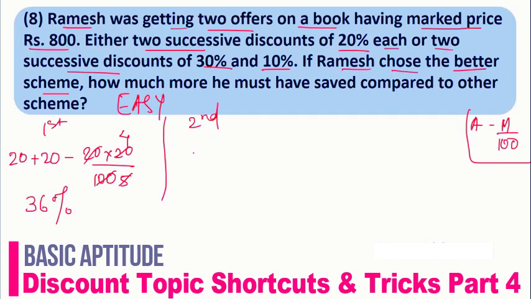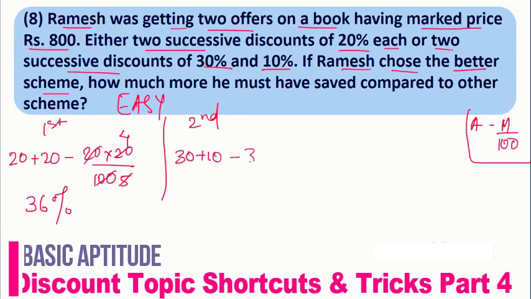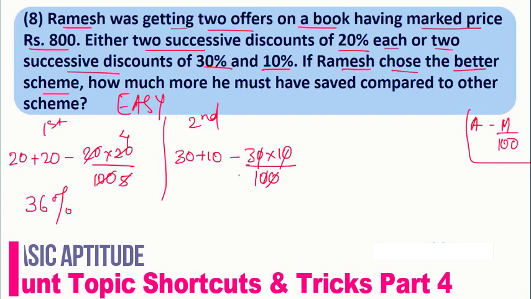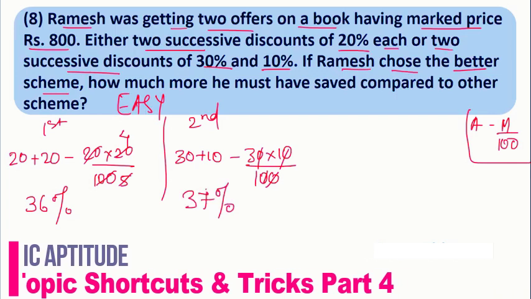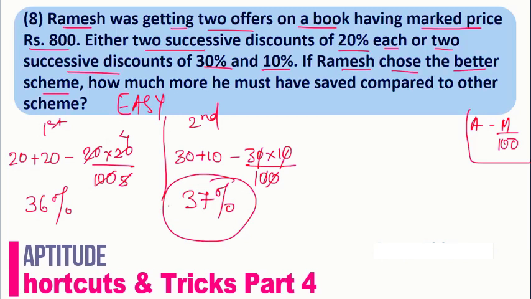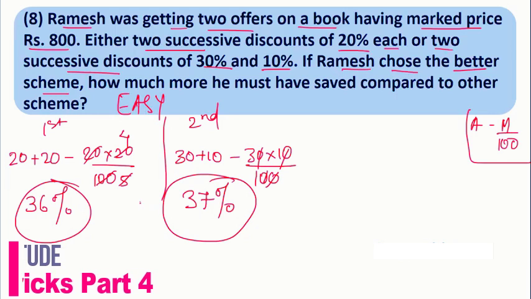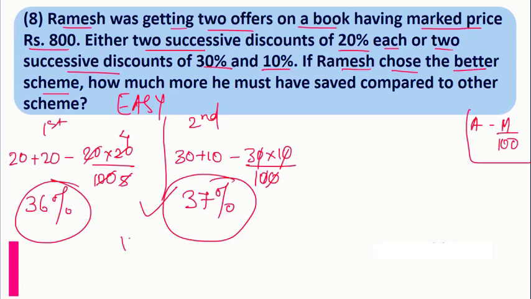What is the second option given? 2 successive discounts of 30% and 10%. So add, minus 30 into 10 upon 100, that goes out to 40 minus 3, 37%. That means Ramesh gets 1% more discount in the second case. Here it is 36%, here it is 37%. So Ramesh chooses the better scheme. Now they have asked how much more he must have saved compared to the other scheme. That means when he chose the second scheme, how much more did he save? He saved 1% more. Why? Because 37% minus 36% is 1%.